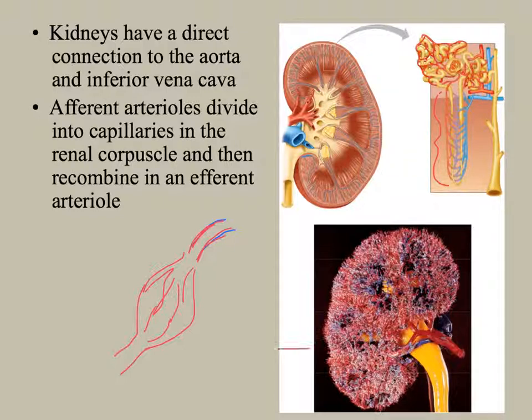Here we have a plasticized kidney showing you the very deep vascularization of this organ. I think about 20% of the blood at any one time is passing through your kidneys. There's a lot of blood moving through there because it is such an important organ.